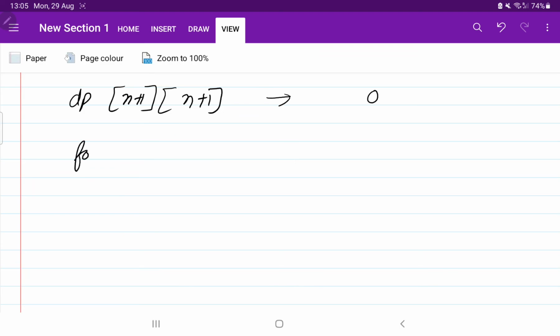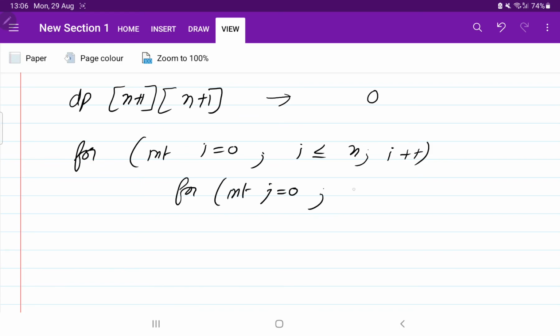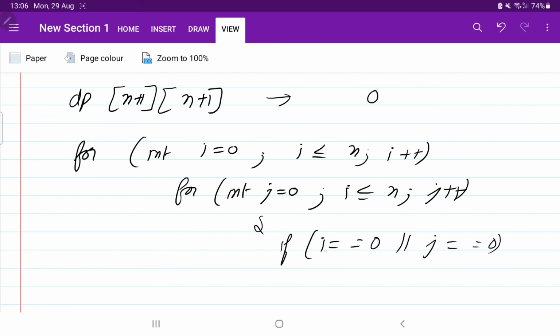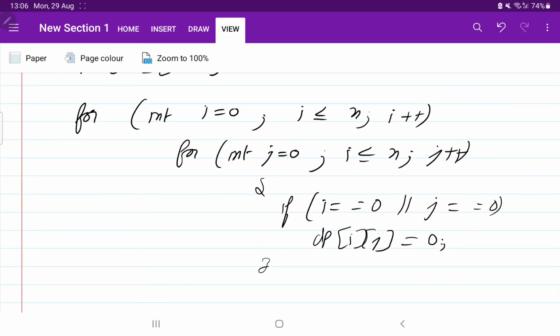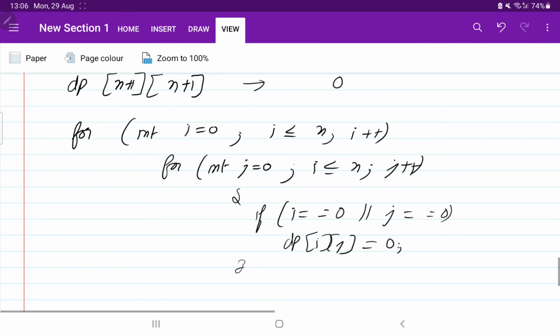So you can write like this: for int i equal to 0, i less than or equal to n, i plus plus. For int j equal to 0, j less than or equal to n, j plus plus. And here I am going to write, if i equal to 0 or j equal to 0, then we are going to fill dp[i][j] with 0, right? So in this step we have filled the entire dp with 0.